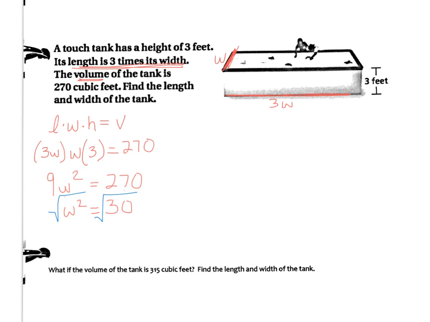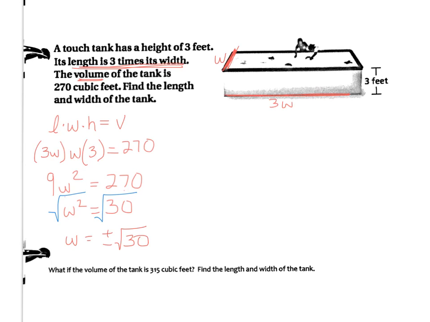I'm running out of room here, but I think I can fit. I'll get W equals either the positive or the negative square root of 30. Remember, it could be plus or minus square root of 30. Okay, now we've got to make sense of this. So let's go back. We're looking for the length and the width. Would it make sense for the width to be a negative number? Square root of 30, maybe we should figure that out.